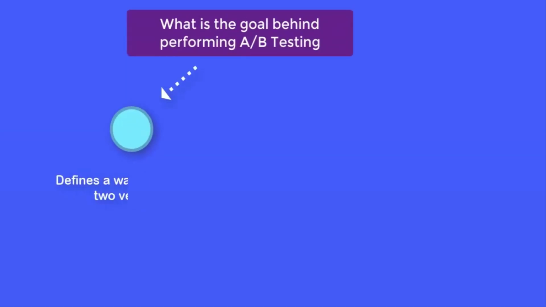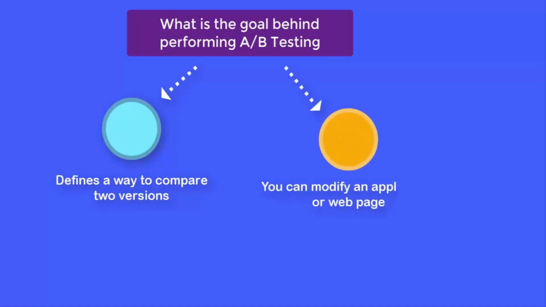A/B testing, also known as split testing, defines a way to compare two versions of an application or a web page that enables you to determine which one performs better. A/B testing is one of the easiest ways where you can modify an application or a web page to create a new version and then compare both these versions to find the conversion rate. This also lets us know which is the better performer of the two.